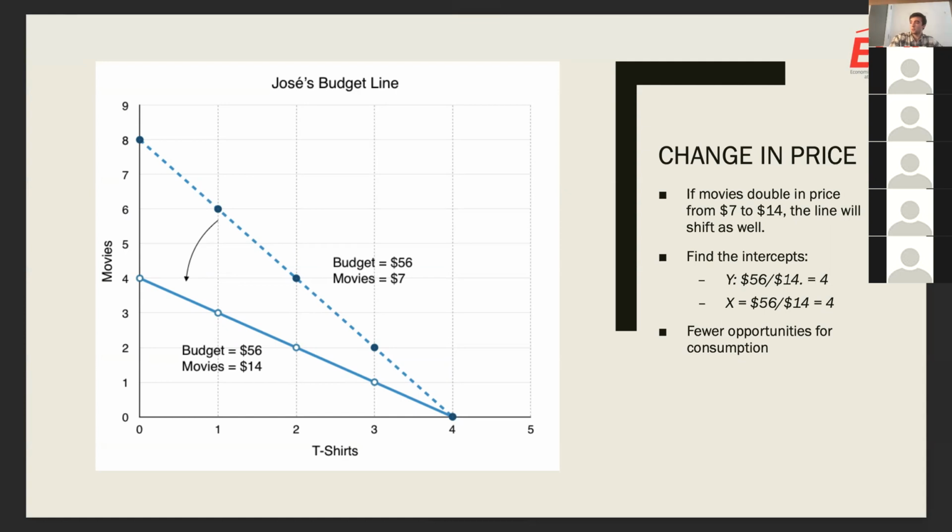So if movies double in price from $7 to $14, of course, you can only purchase half as many, and the line will shift as well. Find the intercepts. So if you were to go about doing that, it would come out to be 4 and 4, simply because the prices of now t-shirts and movies are the same. And again, he has fewer opportunities for consumption.